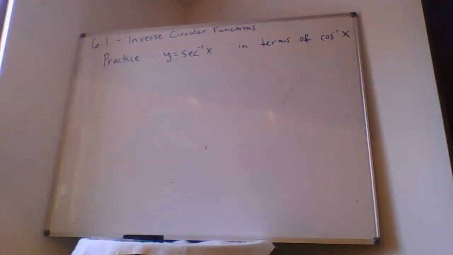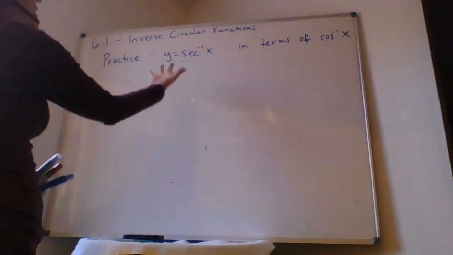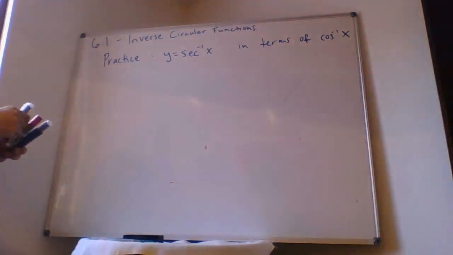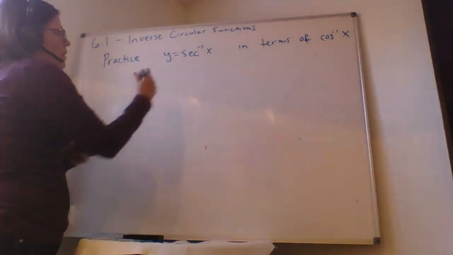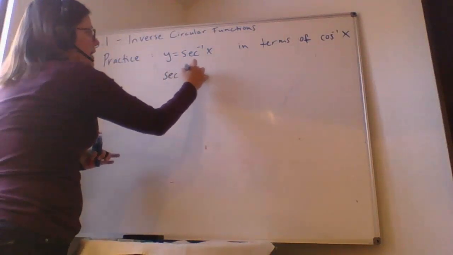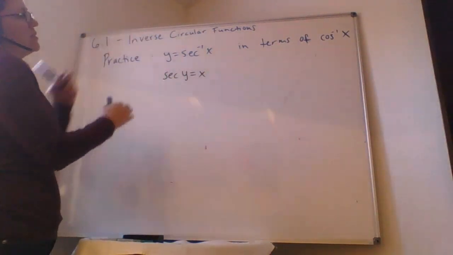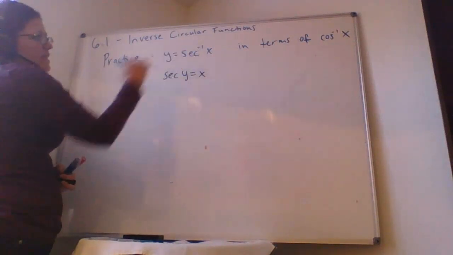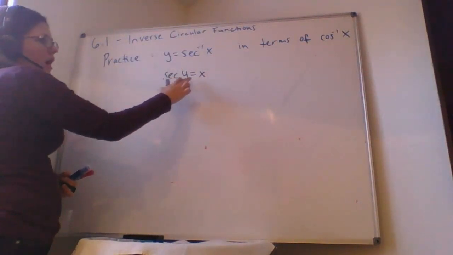Practice problem. Write y equals secant inverse of x using inverse cosine. So the first thing we need to do is get this into a regular secant so that we can use our reciprocal identities. So secant y equals x. Remember, this means find the angle whose secant is x.